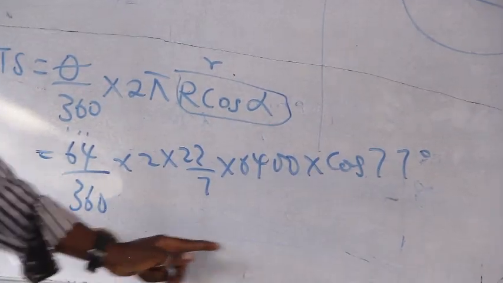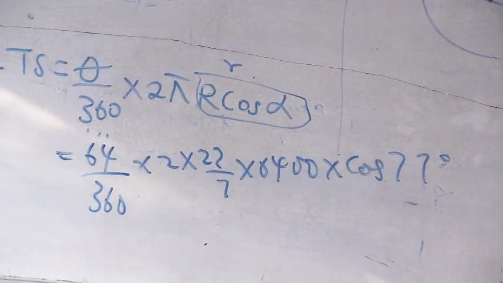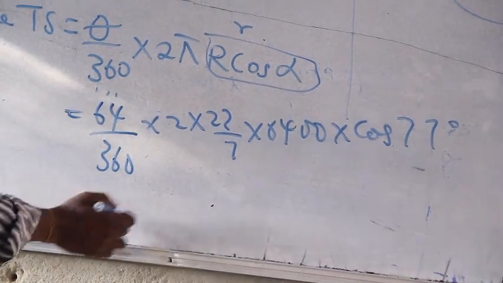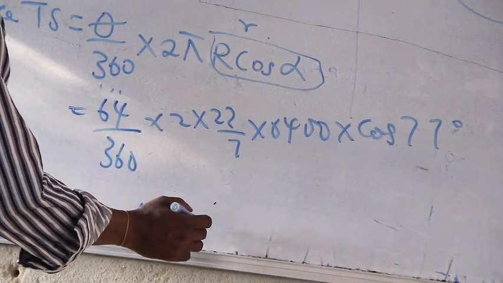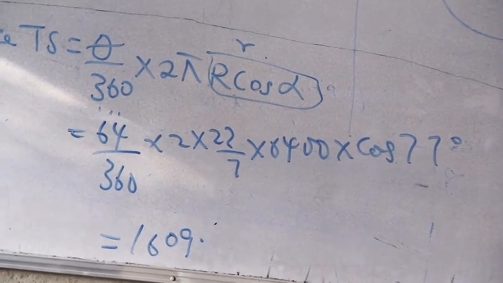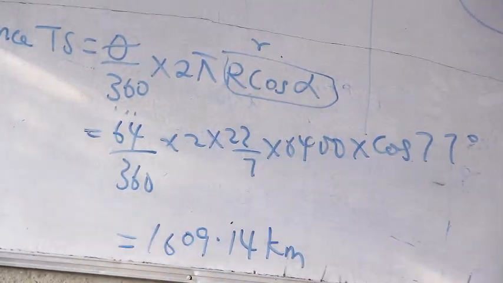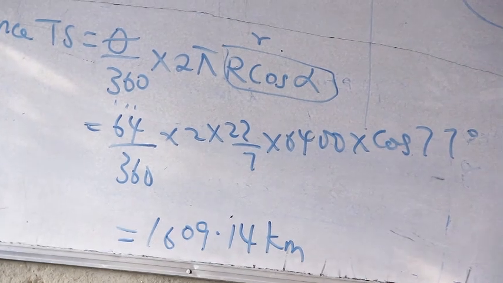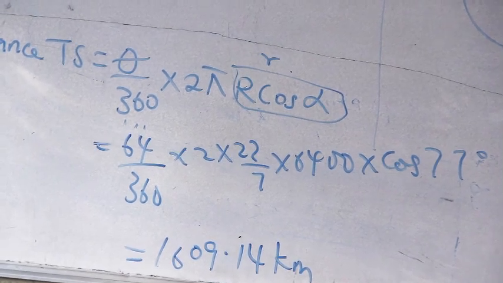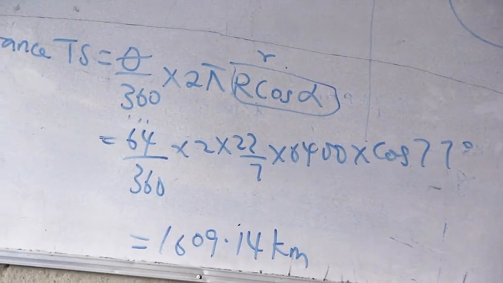So this one is all over 2520. 360 times 7 is what? 2520. Please calculate that for me. 1609. Point what? 0.14 kilometers. There is no degree of accuracy in that question, so you can leave it as 1609.14. Or if you want to approximate it, you state it there, maybe to 2 significant figures or to 3 and so on and so forth.